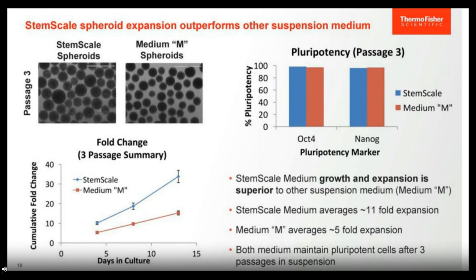The graph on the upper right shows the OCT4 and nanog expression for both media, and we see that it's the same, greater than 90% expression. So this indicates that our StemScale medium is capable of outperforming the other medium in terms of growth while still maintaining pluripotent cells over the course of these 3 consecutive passages.